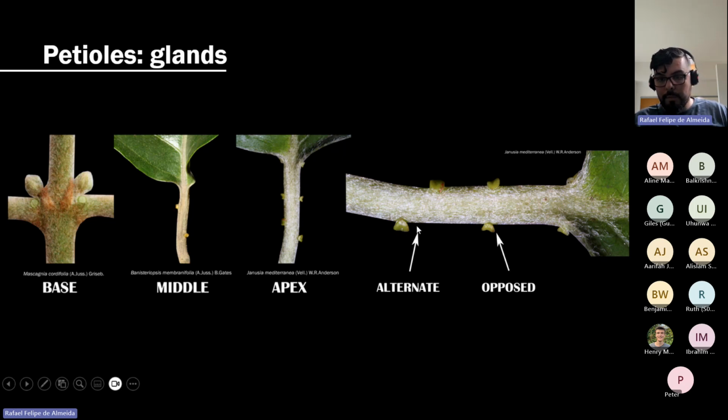And also the position among themselves is important. Here it's alternate, but here it's opposite. So depending on the specimen and depending on the genus, we have different patterns, and these are the characters that you should look for when looking at a specimen of Malpighiaceae.